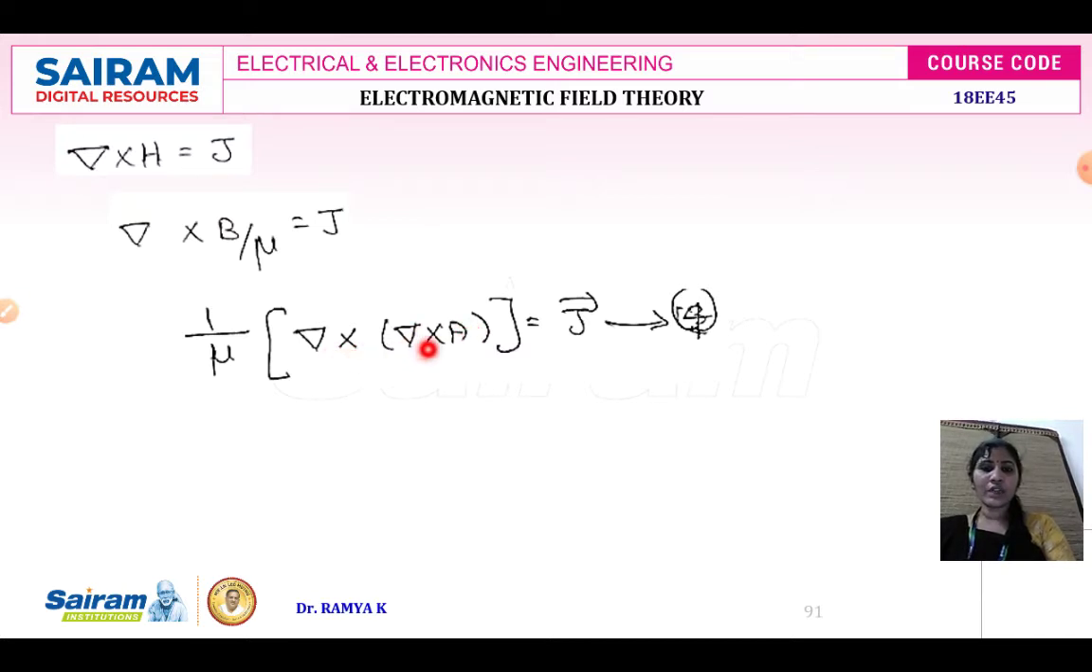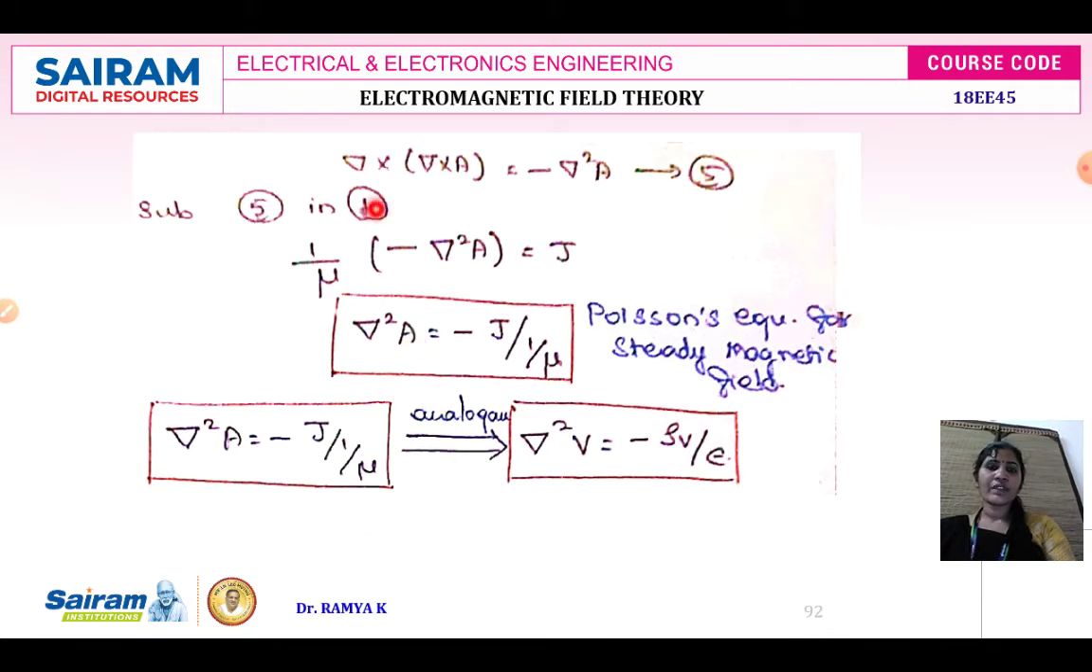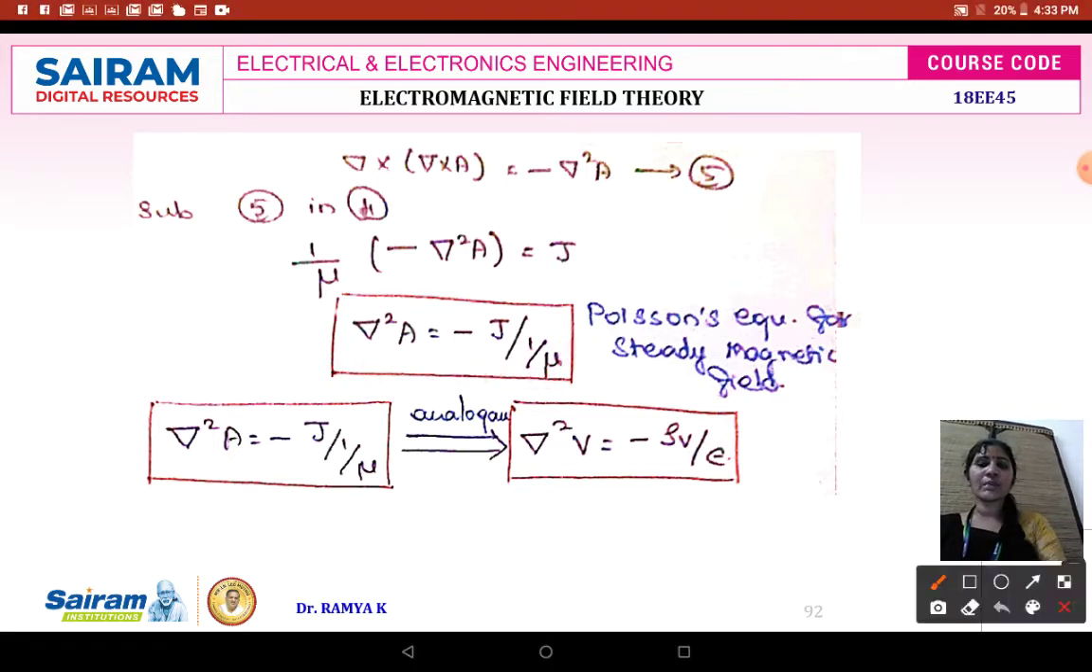Now, curl of curl A. We need to apply the vector identity. When you apply the vector identity, we get curl of curl A is equal to minus the Laplacian operator squared of A. Here, when you substitute, you will get 1 divided by mu times minus Laplacian of A is equal to J. Take mu to the other side, you will get Laplacian of A is equal to minus J divided by 1 by mu.